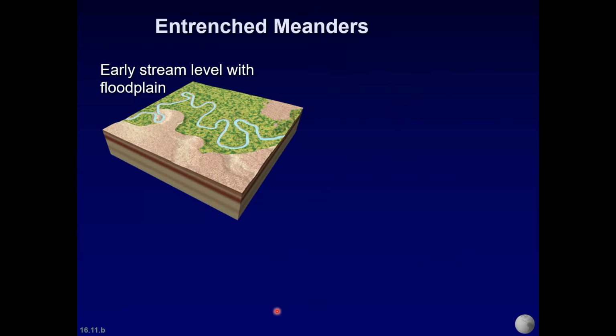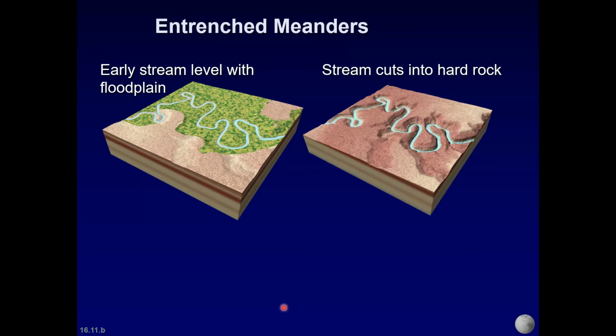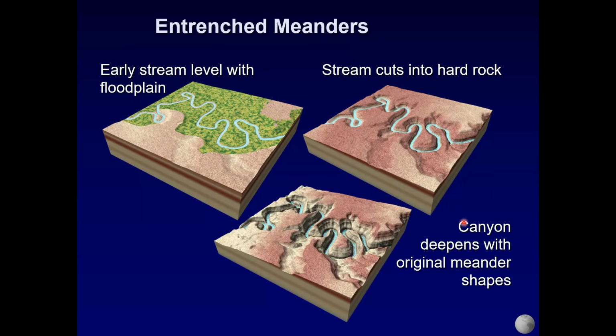And then entrenched meanders. Again, an early stream is level with the floodplain. The stream over time cuts into, say, hard rock, entrenching this river into a canyon. Over time, incision of that stream deepens a canyon, but the original meander shapes are preserved. So this is in hard material versus, say, softer material that could result in terraces.